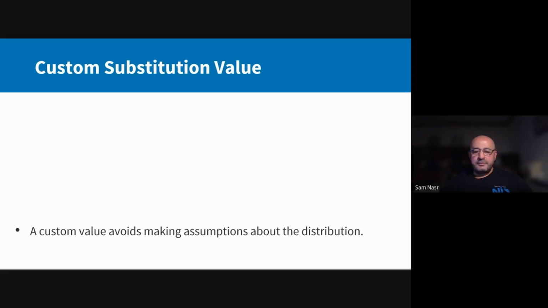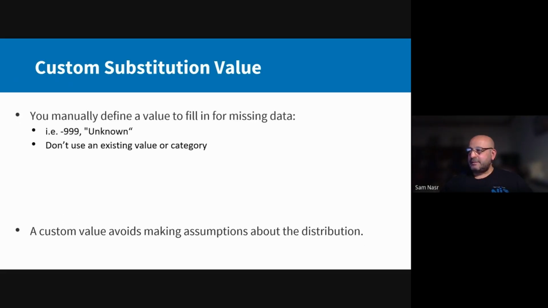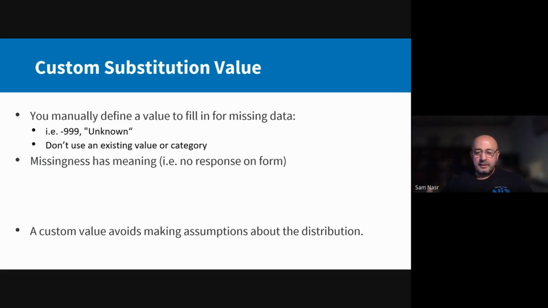So next is custom substitution values. Sorry, my PowerPoint's a little messed up here, but whenever I have a value that's missing, I can utilize a custom value, such as -999, or just simply state that it's unknown. This is needed only when the missingness has some meaning. For example, I send out a survey and some answers are left blank on the form. Does that have meaning to me, or is that something that I should fill in with a missing value?